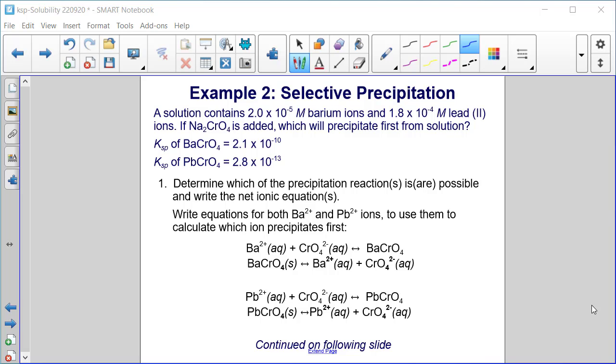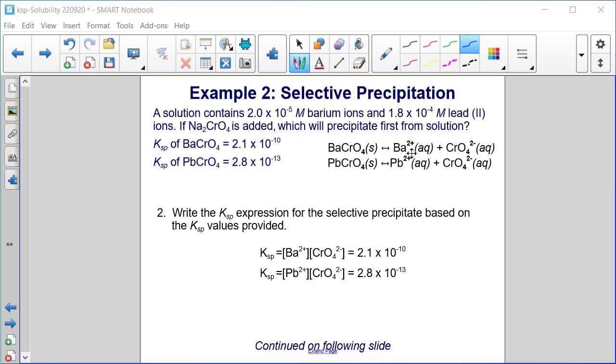All right, so the first step is to determine which of the precipitation reactions is or are possible and write the net ionic equations. So we're going to write equations for both the barium ions and the lead ions precipitating with the chromate from the added sodium chromate. Okay, so here's the barium chromate, both the precipitation and dissociation, and the lead chromate precipitation and dissociation reactions. We'll use these to determine which ion precipitates first.